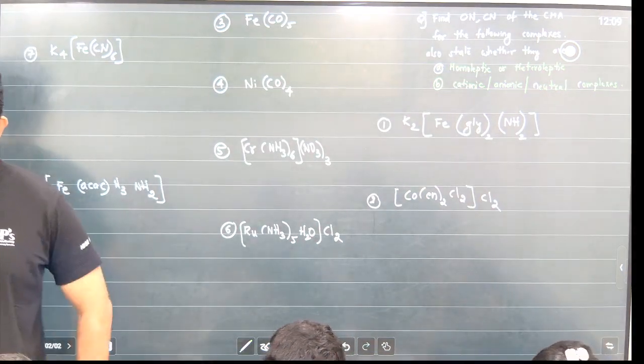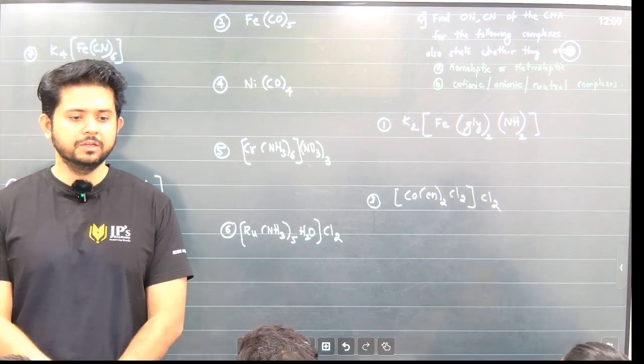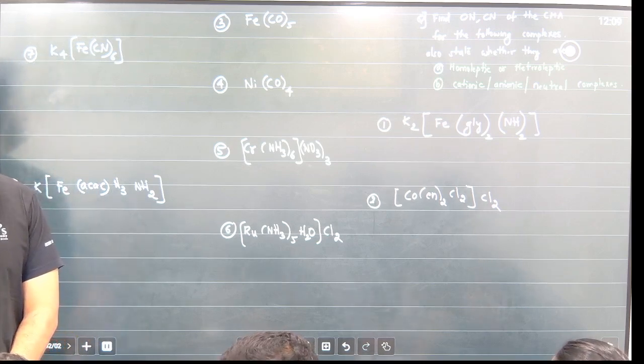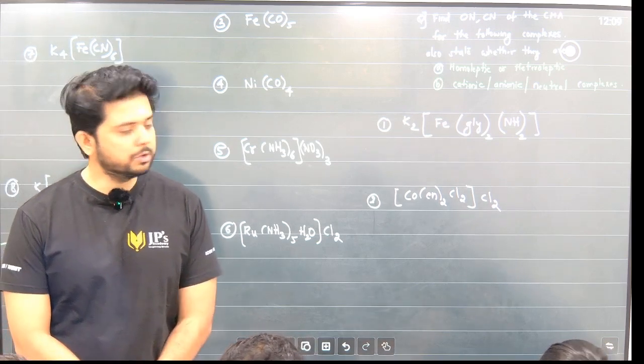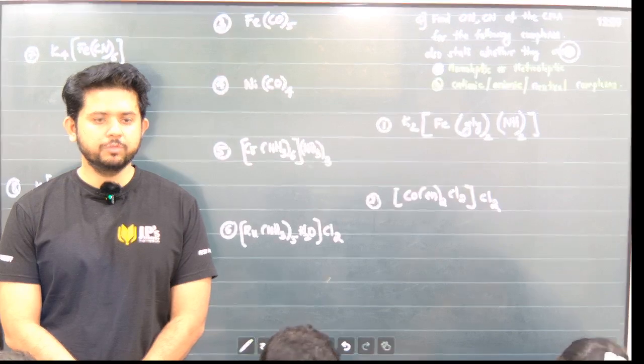Okay, so what do we have to find here, people? Find the oxidation number, the coordination number of the central metal atom, along with you have to mention whether these are homoleptic or heteroleptic complexes, whether they are cationic, anionic or neutral complexes. Okay, we have to find this. Let's start with the first one.